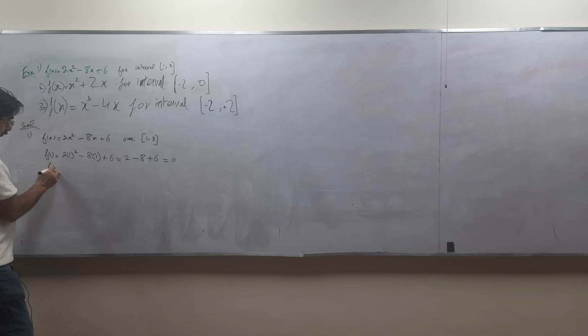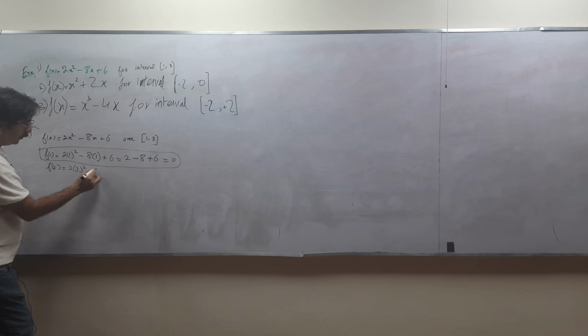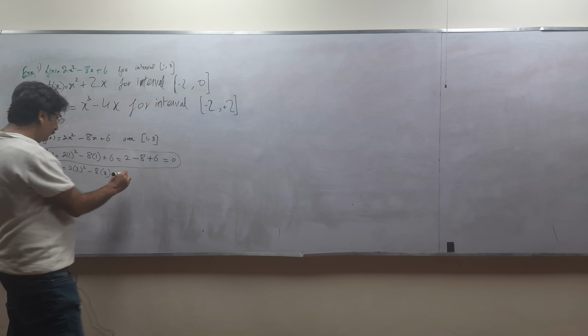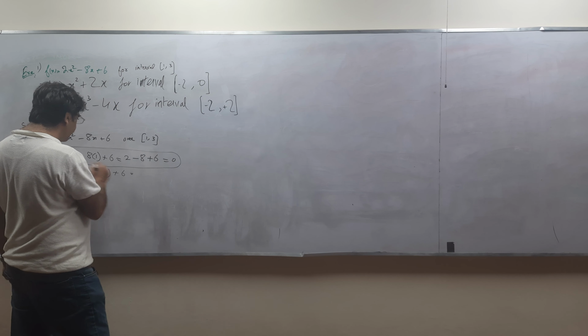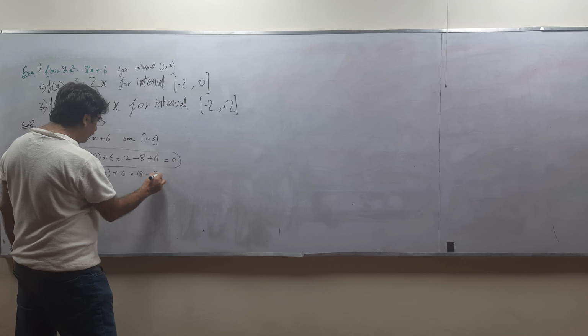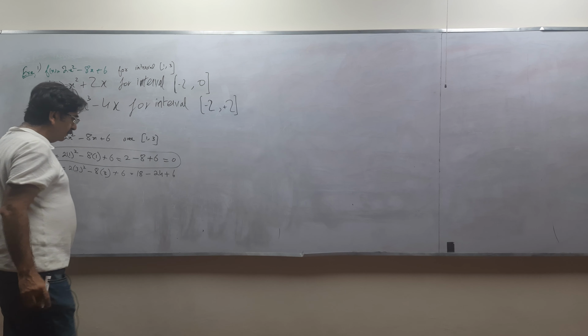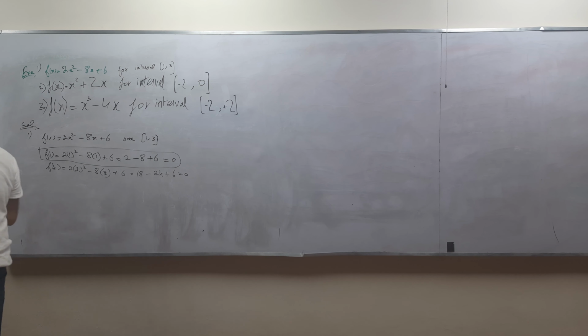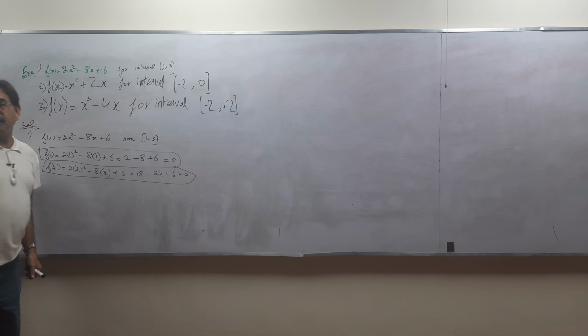And b is 3. So f(3) is 2(3)² − 8(3) + 6, which is 18 minus 24 plus 6. That is also 0.